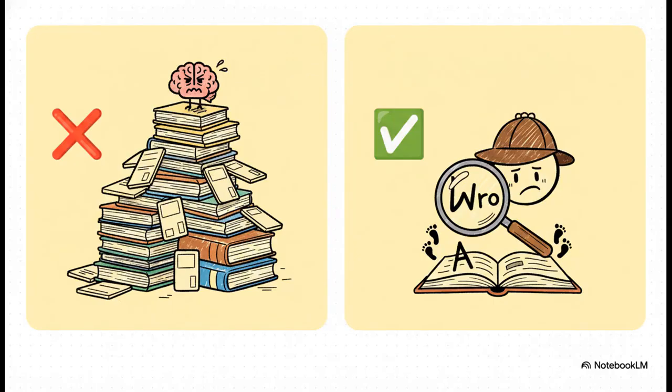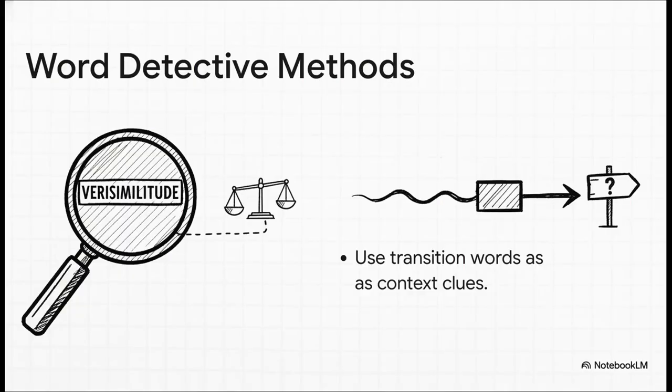Seriously, forget about cramming. It's just not efficient. The new strategy is to become a word detective. Instead of trying to know every single word in the dictionary, you learn the skills to figure out the meaning of words you don't know right there in the moment. So how does a word detective actually operate? You've got two main tools.